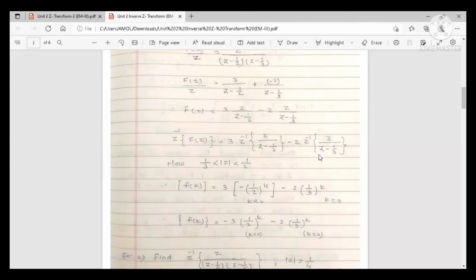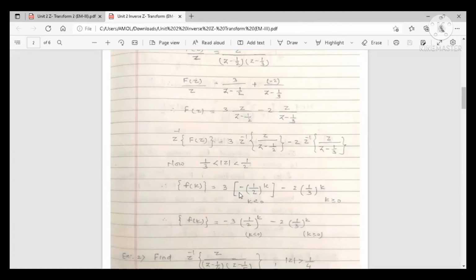Now what is the z transform of z upon z minus 1 by 3? And the condition for 1 by 3 is 1 by 3 is less than mod z, which means mod z is greater than 1 by 3. And so the condition for k is k greater than or equal to 0, because when mod z is greater than mod a, the condition for k is k greater than or equal to 0, and the z transform is z upon z minus a. In place of a, here it is 1 by 3. So you can write the sequence 1 by 3 raised to k. So this is your answer here.